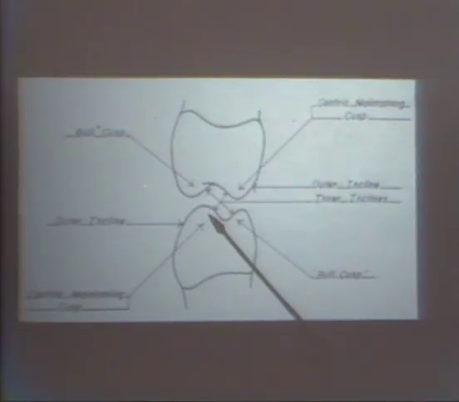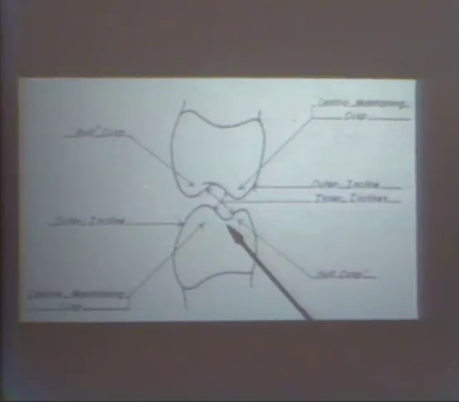Again, if these teeth were in crossbite, for instance, if the mandibular tooth was moved to the buccal one whole cusp, you would now see that it would be the maxillary buccal cusp which would land in the central groove, and then the maxillary buccal cusp would become a centric maintaining cusp. And at the same time, your mandibular lingual cusp would now be contacting in the central groove.